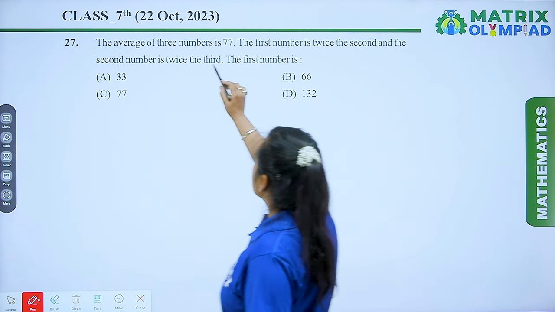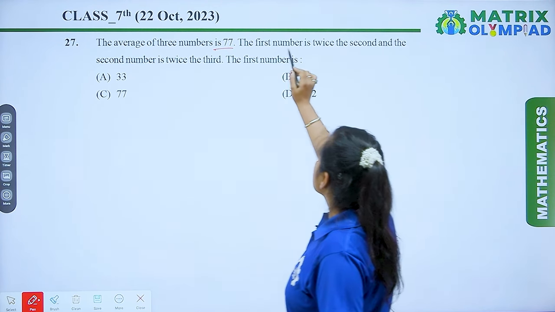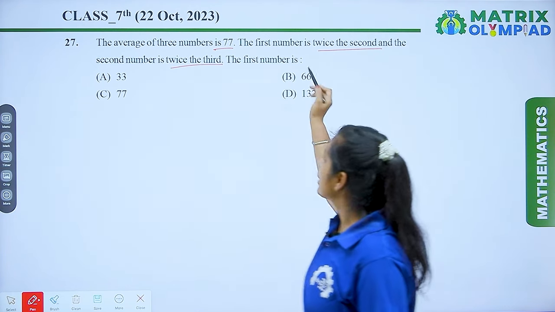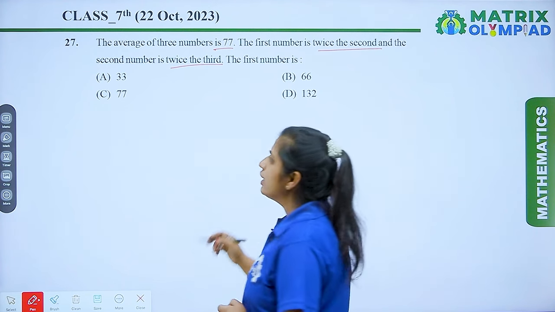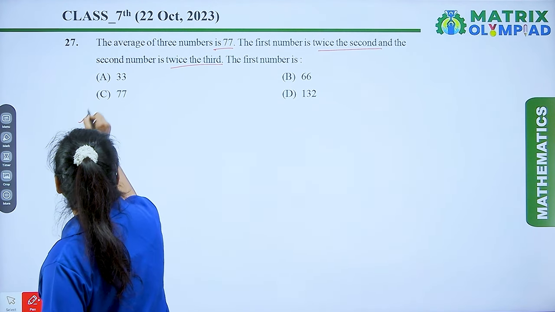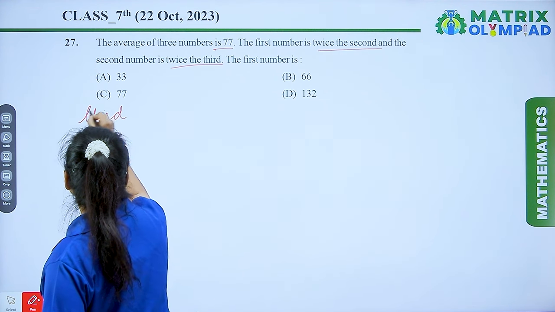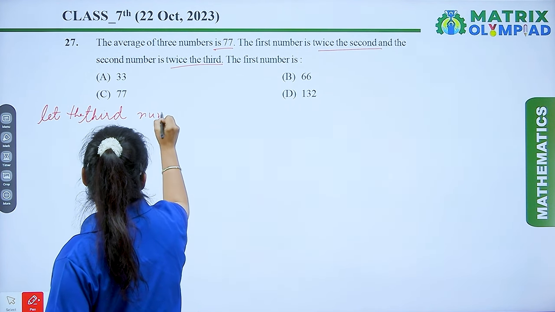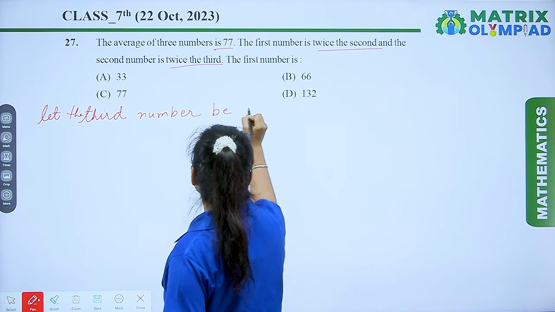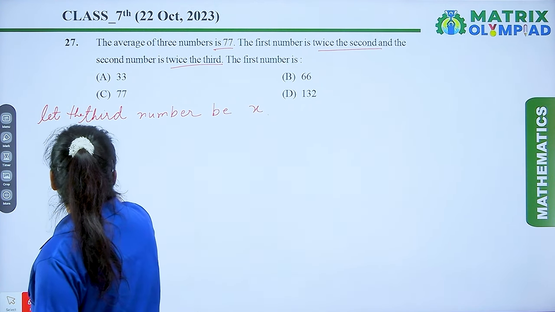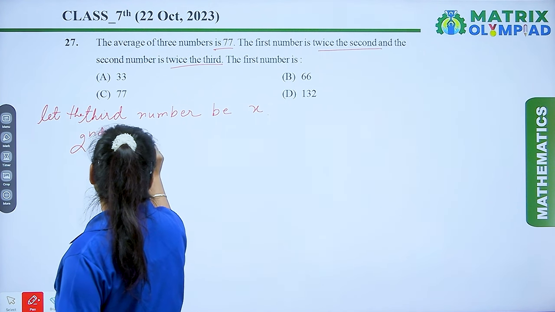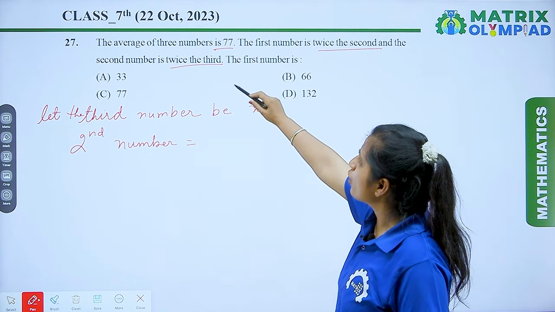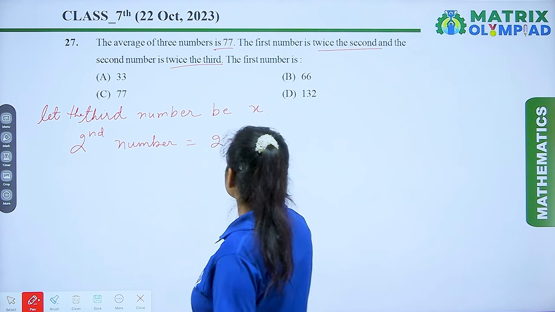Now the next question is 27. The average of three numbers is 77. The first number is twice the second. The second number is twice the third. We have to find out the first number. So here let's take the third number as x. Let's write it down. Let the third number be x. Then the second number is twice the third. Twice the third means 2x.